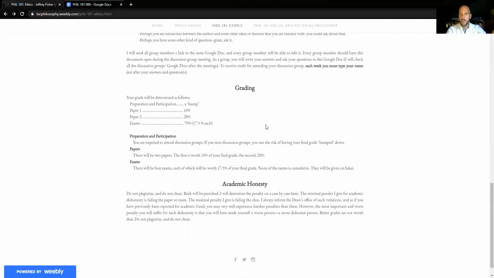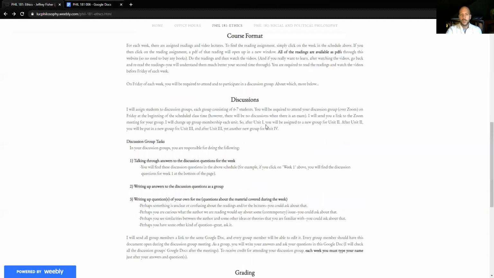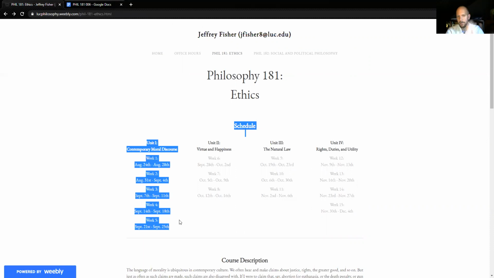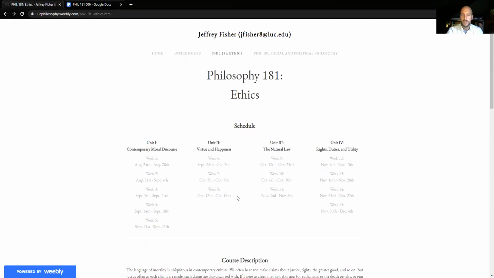So you go up and look at the schedule. The last day in each unit is when the exam will be. None of the exams will be cumulative. All of the exams are just going to cover the material since the previous exam. So that first unit, Contemporary Moral Discourse, all the material we covered is going to be on that exam. But now the second unit is on Virtue and Happiness. It's on Aristotle, basically. The Unit 2 exam, given on October 16th, is just going to cover Aristotle. There's not going to be anything about abortion on it.